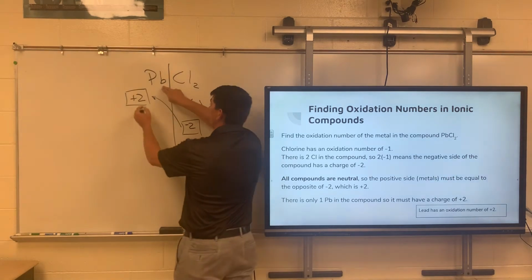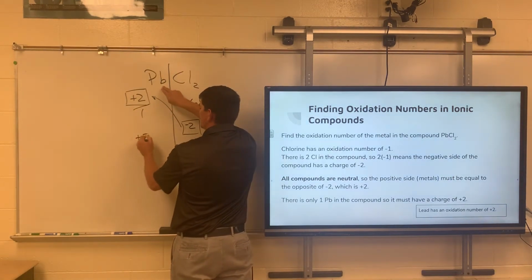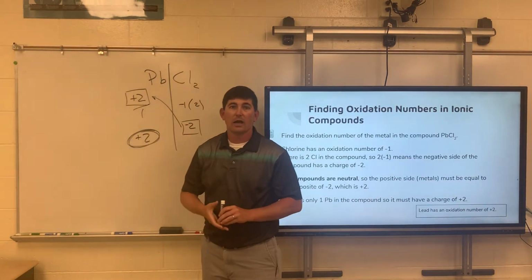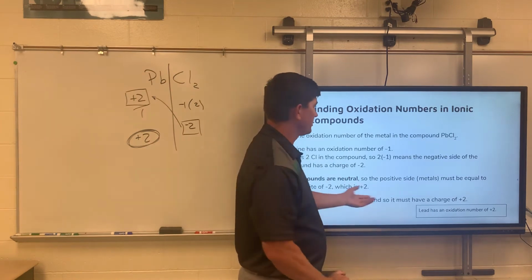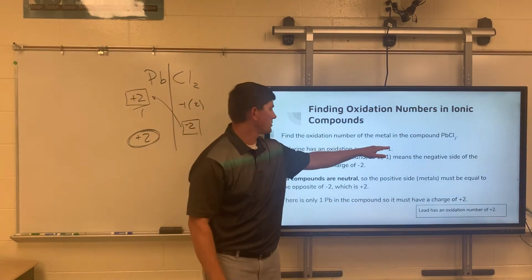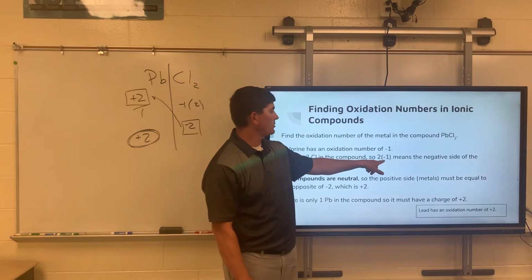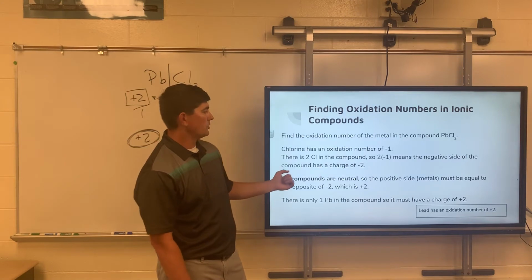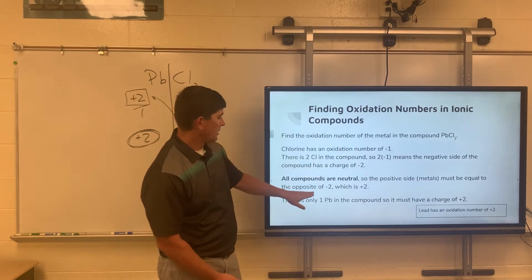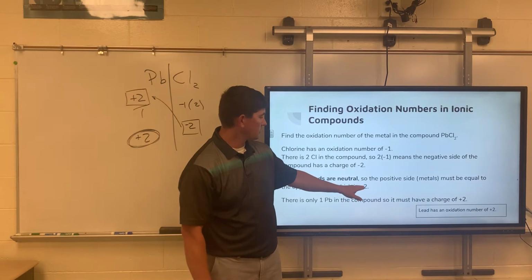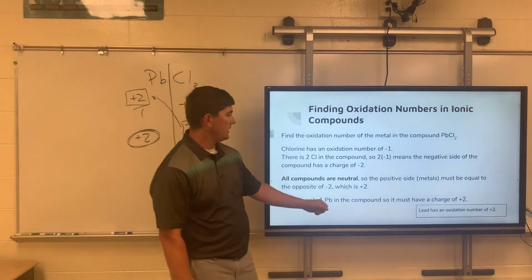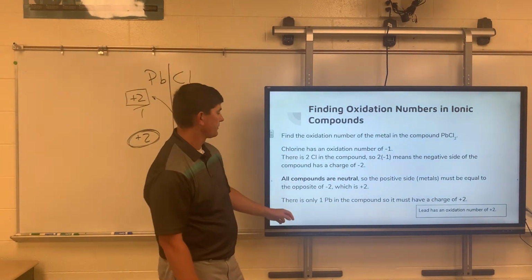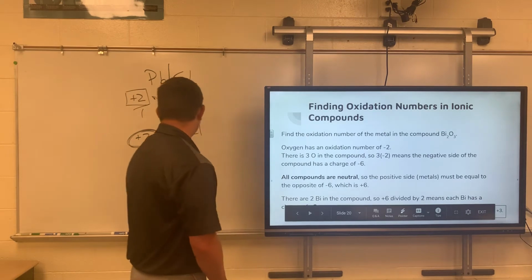In this case, we only have 1 lead, so if you divide by 1, you just end up with the same number. You end up with a +2. So in this case, each lead has a +2 charge, a +2 oxidation, okay? The oxidation of chlorine is -1. We simply multiply by how many chlorines we have to give us the charge of that whole side, -2. Compounds are neutral, so the positive side has to balance out the negative side, so it has to be a +2. There's only 1 Pb, so that means that the charge of that 1 Pb is indeed +2. All right, looking at another example here.